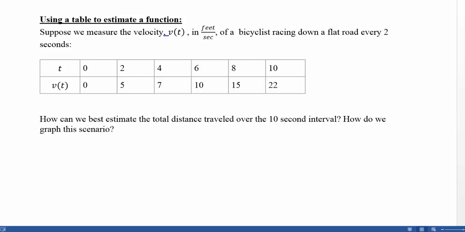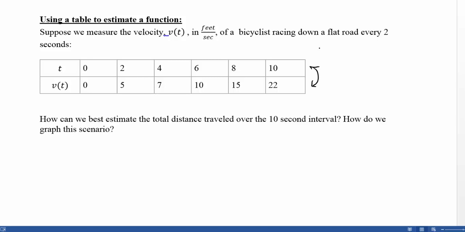The other thing we have to be careful about is what our time units actually are. So what we don't want to do is something like time equals 0 times rate equals 0 and time equals 2 times rate equals 5. Because if you multiply something like 10 times 22, that would mean that you were going 22 feet per second for the entire 10 seconds, which simply is not true.